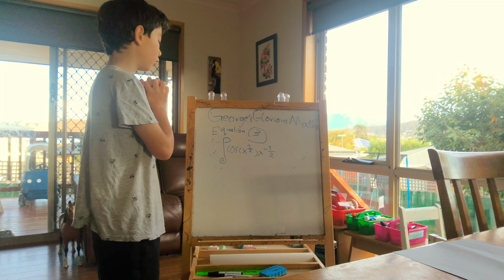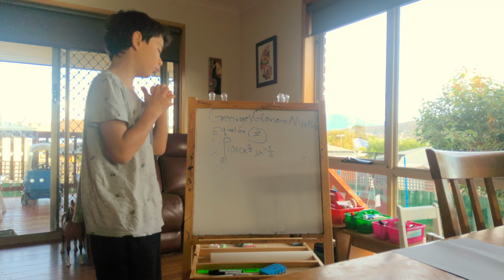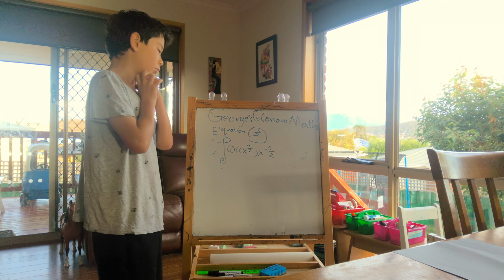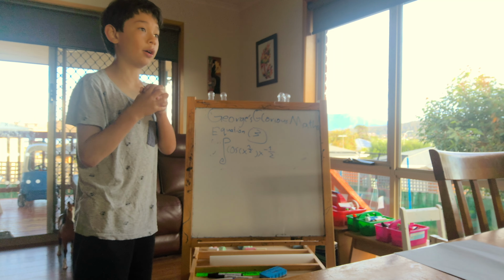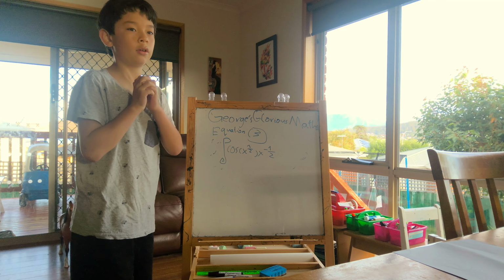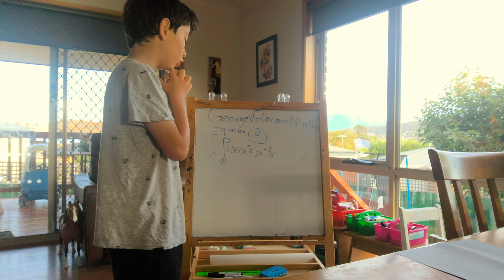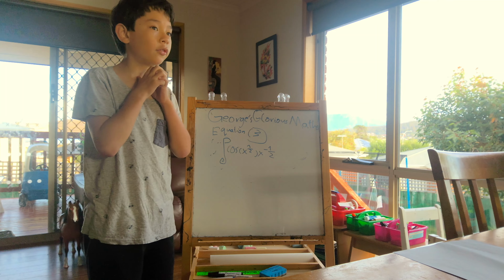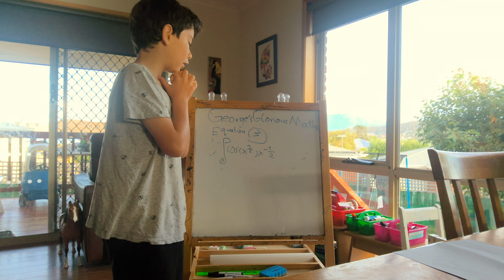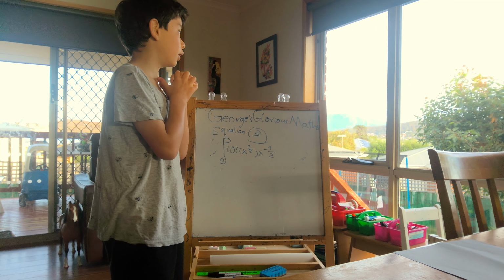Now, this is the integral of cosine of x to the 1/2 power times x to the power of negative 1/2. Now we can use the substitution rule here, since the derivative of x to the power of 1/2 is x to the power of negative 1/2.